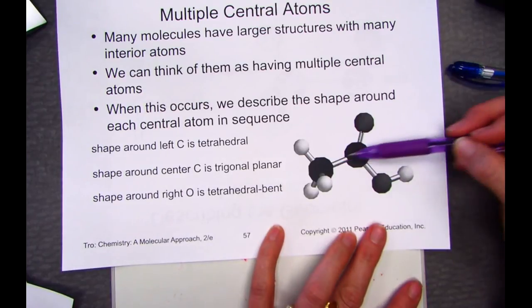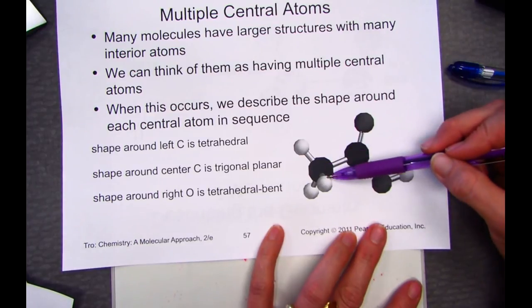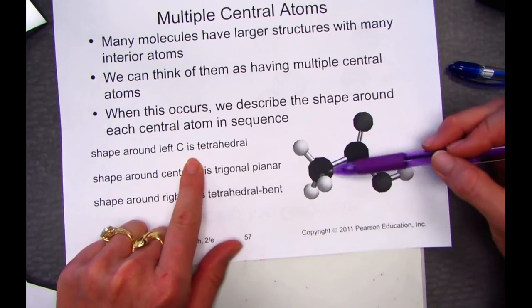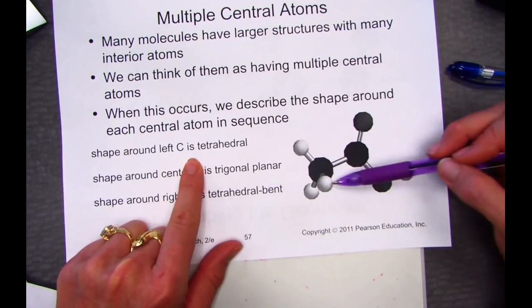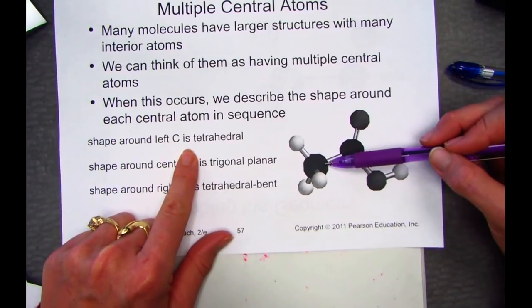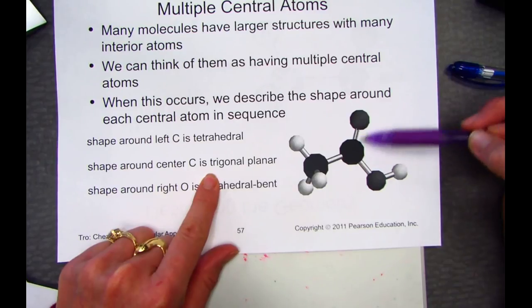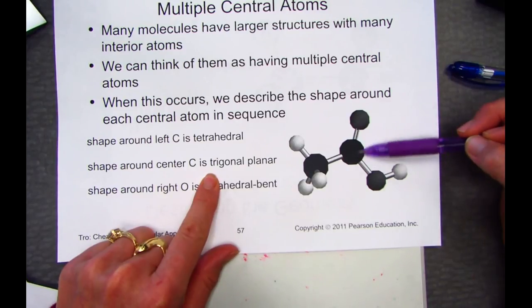1, 2, 3 carbons in a chain, looking at this particular molecule. I can talk about this central atom. It looks like 1, 2, 3, 4 electron domains. So we call this one a tetrahedral. Here, the center here, 1, 2, 3. This central atom has 3 electron domains.